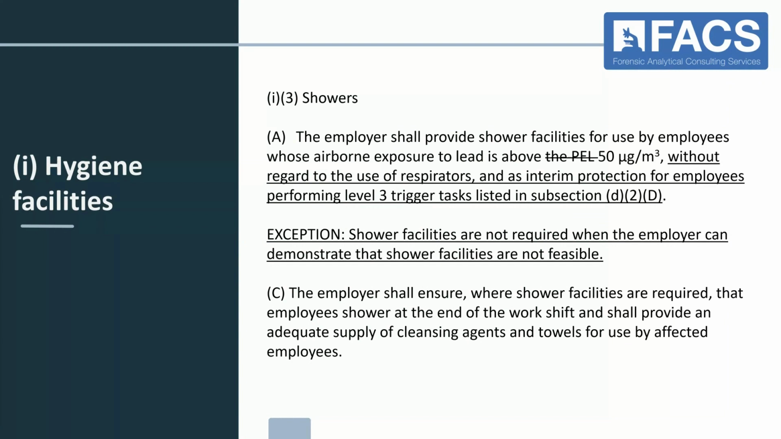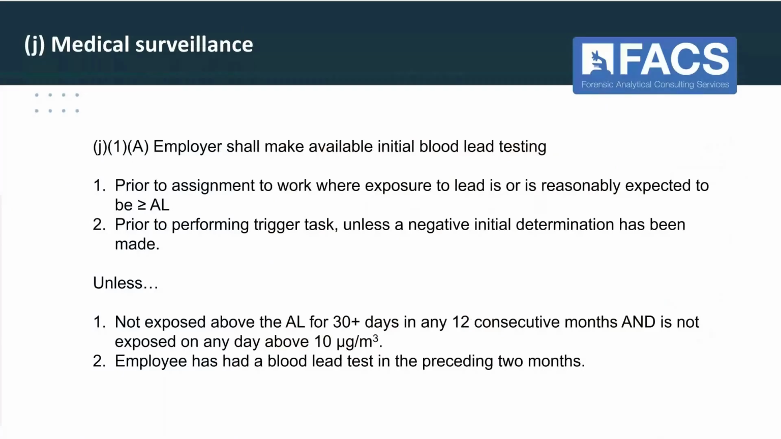All right, medical surveillance. So this one gets quite complicated. So blood testing to start. When do we have to test employees' blood? Well, you have to do it if there's exposure above that action level of 2, or if they're performing a trigger task, unless you've done a negative exposure determination, unless they're not doing it for more than 30 days in 1 year, and they're not exposed above 10 on any one day, or if they've had a blood test in the previous 2 months. So that's a lot to figure out. It's a lot to track. But basically, if you've got exposures on a regular basis that are going to be above the action level of 2, or if they're doing trigger tasks, you need an initial blood draw.